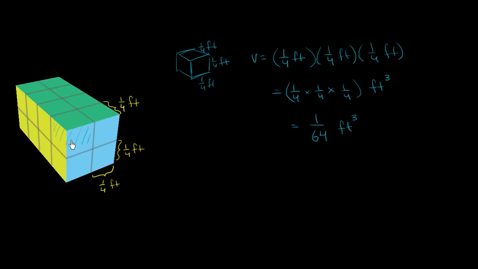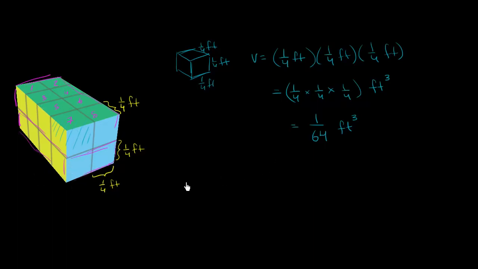Now, how many of them are there? Well, you could view them as these two layers. The first layer has 1, 2, 3, 4, 5, 6, 7, 8. That's this first layer right over here. And then we have the second layer down here, which would be another 8. So it's going to be 8 plus 8, or 16.